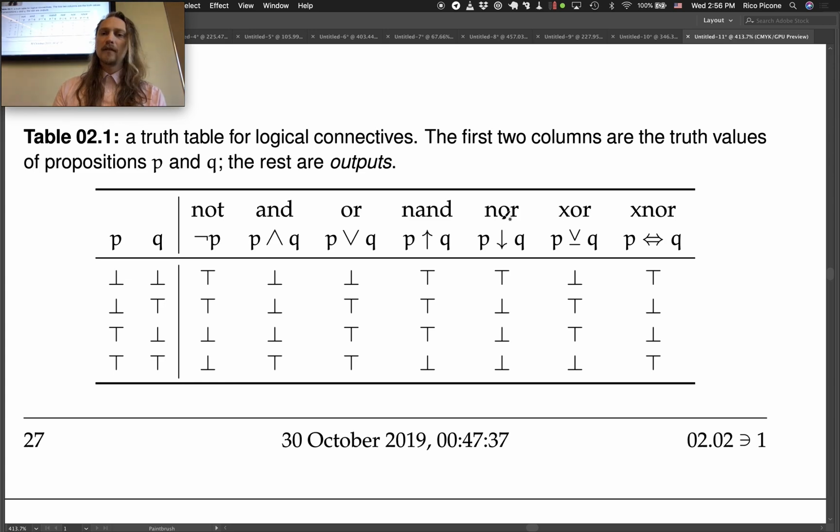The rest of them have a combination of P and Q. So, and. P and Q is false when both P and Q are false. When P is false and Q is true, P and Q is also false. When P is true and Q is false, and is false. So they both have to be true, right? P and Q both true evaluates to true.